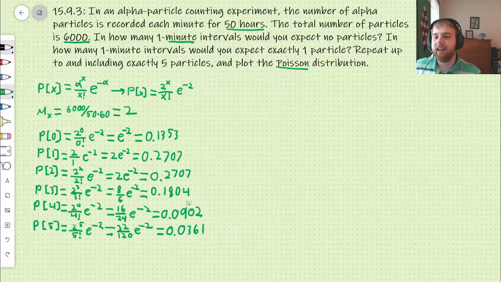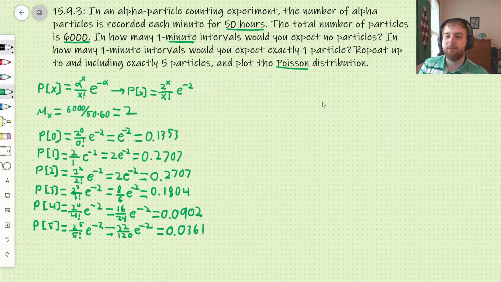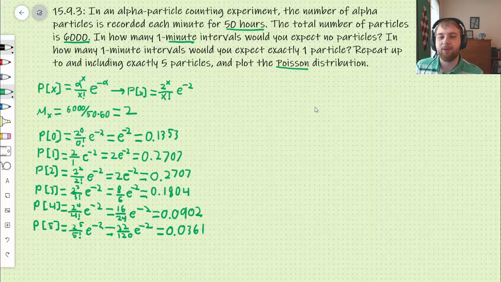Now let's see, did we actually answer the question? It's always good to check over just to make sure that you're answering the question that the question actually asks. How many 1-minute intervals should you expect to have no particles? We did not yet answer the question, because what we found is the probability that a 1-minute interval will have no particles, not the expected number of intervals with no particles. So what we need to do is take these probabilities and multiply them by the number of intervals that we have. So we need to multiply all of these by 3,000.